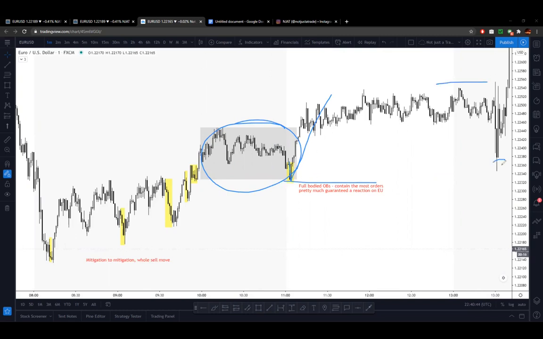And obviously now that comes back down to mitigate the previous OB, which obviously we've followed the money, which is following the mitigations all the way up until this OB. So we know that this is the last point where they sold to buy. So they need to mitigate out of these orders before price can then continue higher. And obviously that's what we see there. So this is just a variation of this. It's exactly the same. It's a variation of all of these. It's just represented in a different way. And obviously we see this as full-bodied OB, which are very, very good on EU for seeing reactions.